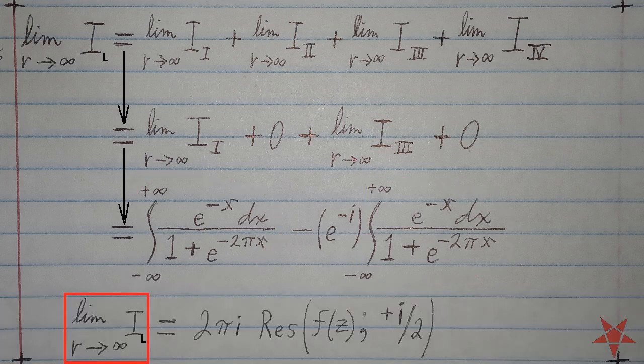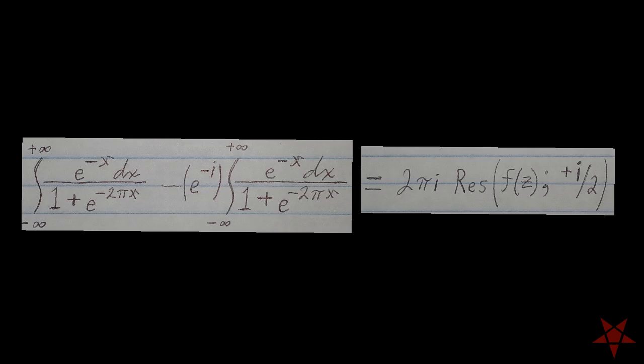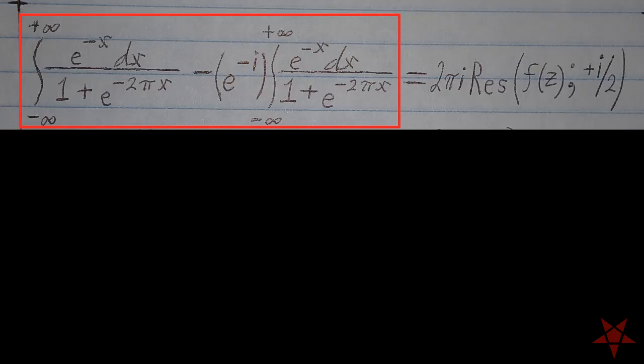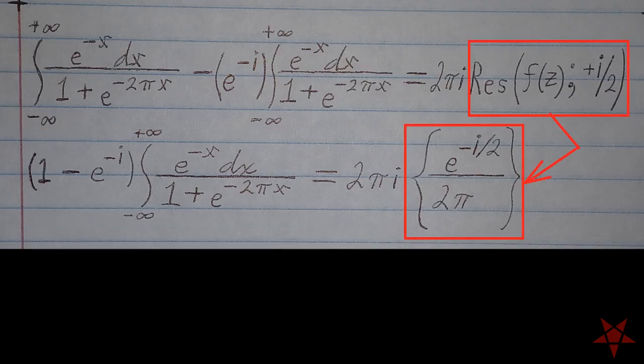Both the contour integral and its limit as little r approaches infinity have been shown to equal 2 pi i times the residue of f of z at positive i over 2. This gives us an equation that allows us to solve for the improper integral in question. The left-hand side simplifies to 1 minus e to the power of negative i times the improper integral. On the right, we substitute in the value of the residue, and a factor of 2 pi conveniently disappears.